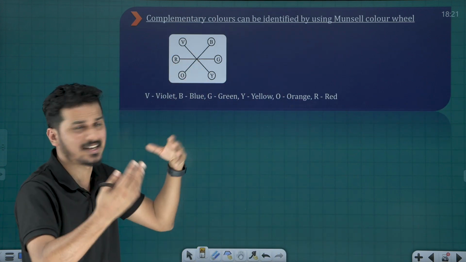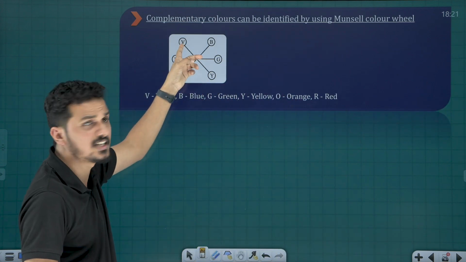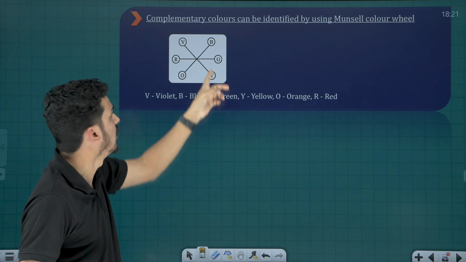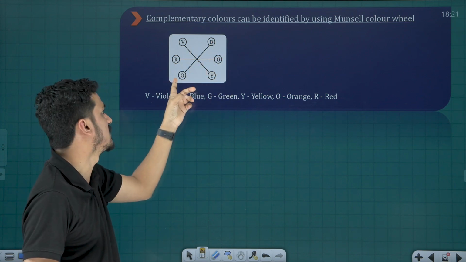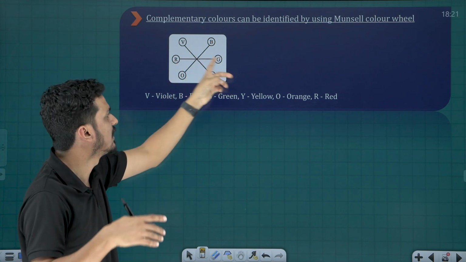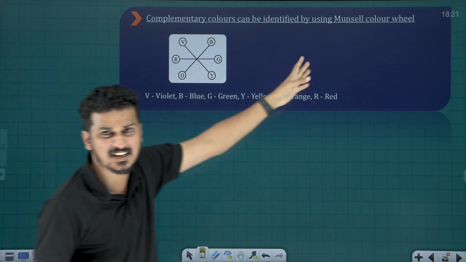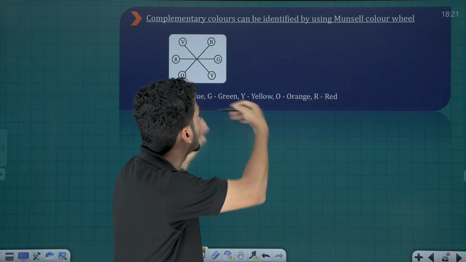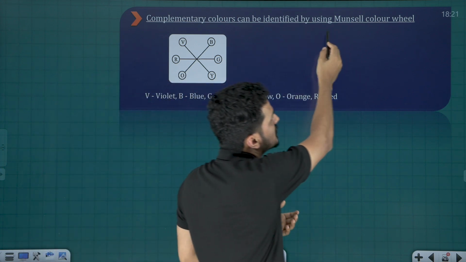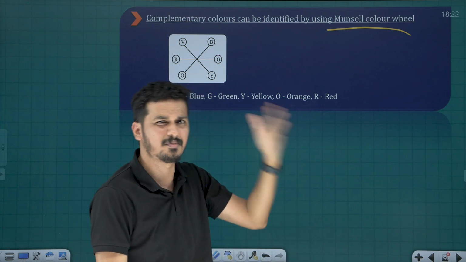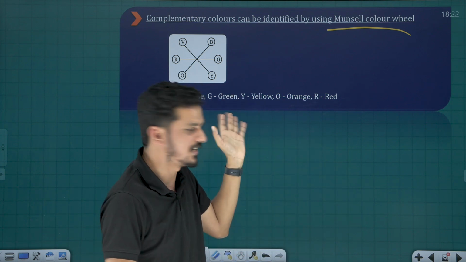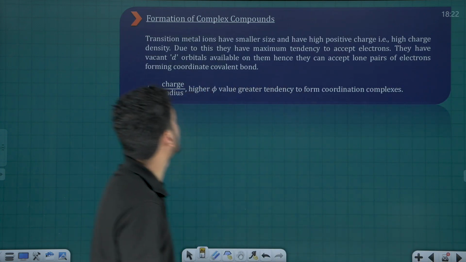Here I kept the complementary colors. If violet is absorbed, they will emit yellow. If blue is absorbed, they will emit orange. If red is absorbed, they will emit green. That complementary color wheel is called the Munsell color wheel. No need to remember the name, at least remember this idea. We can go to the next one.